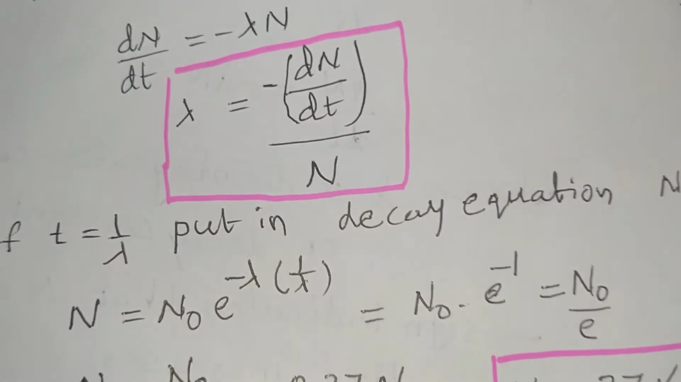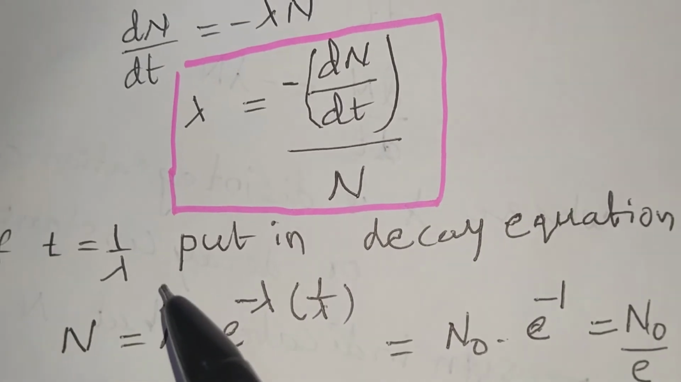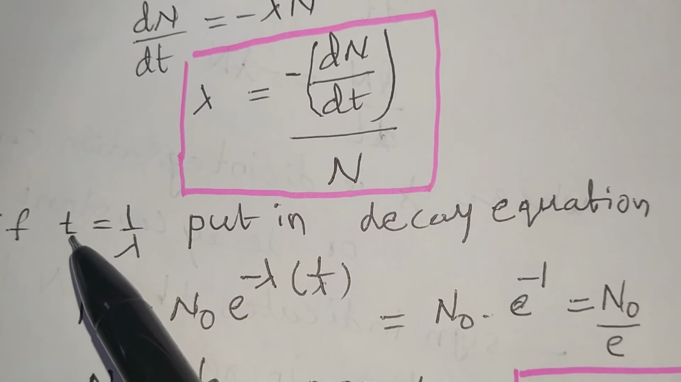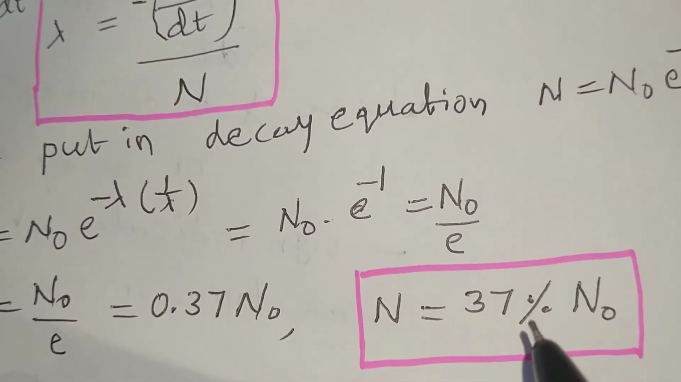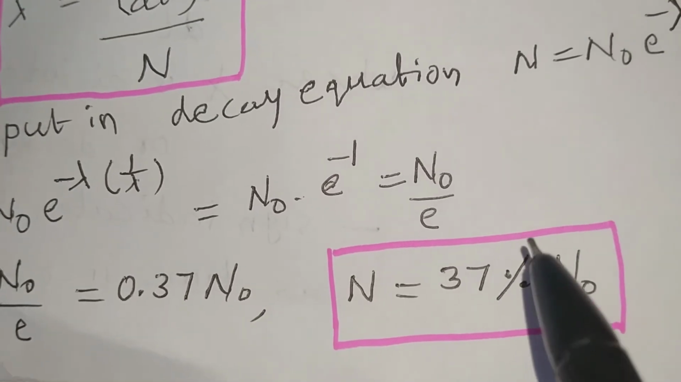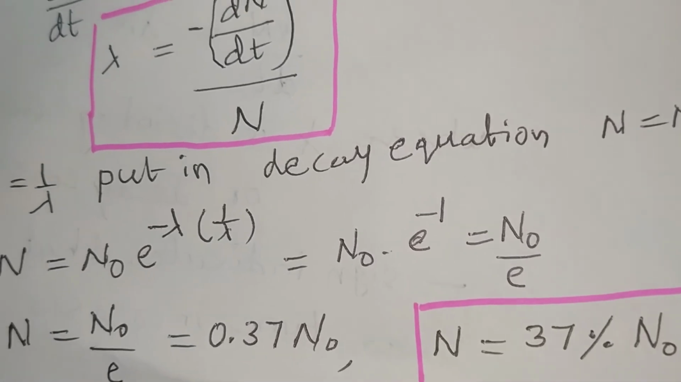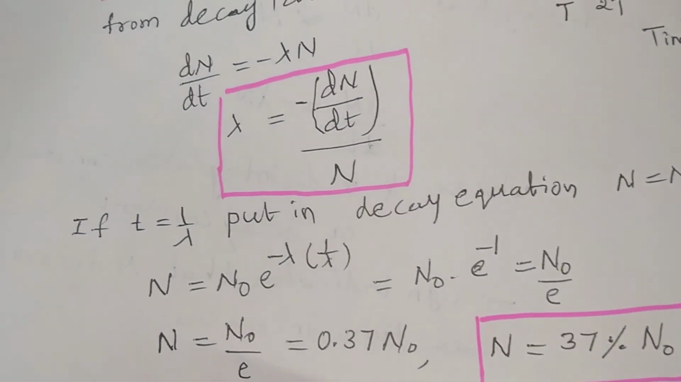From this, the radioactive decay constant is defined another way: the reciprocal of the time for which the radioactive substance disintegrates to fall to 37% of its initial value. That is known as the decay constant. Okay, thank you.